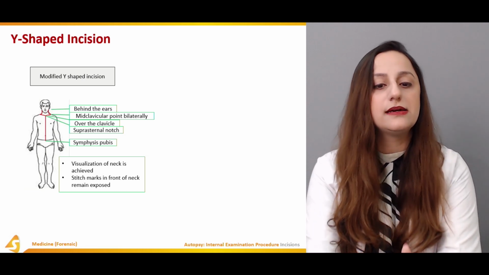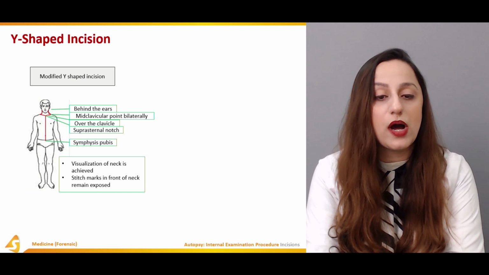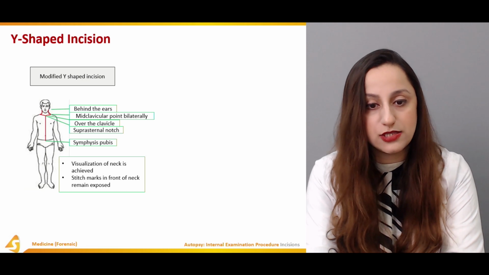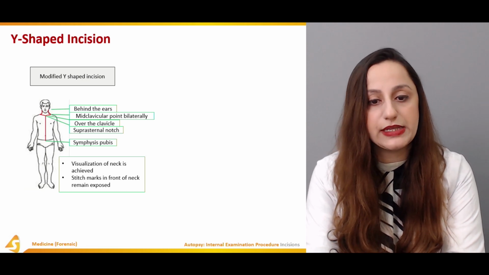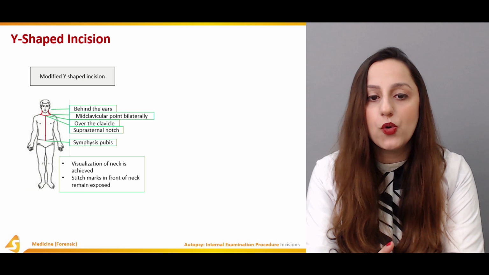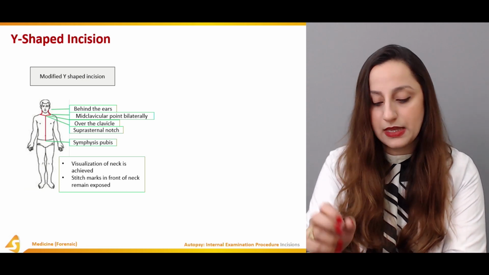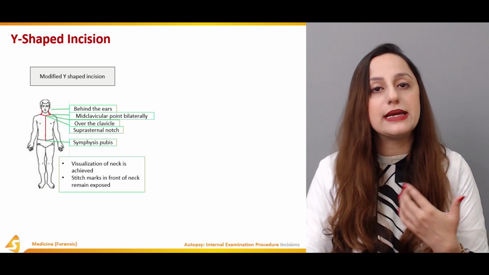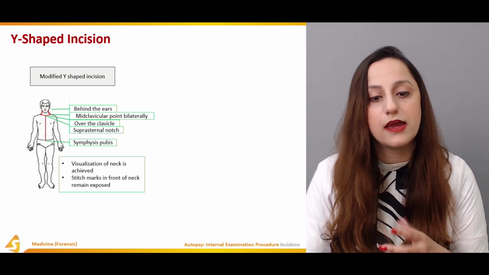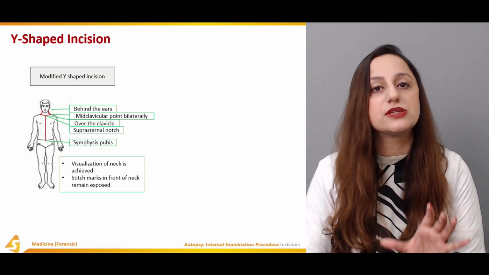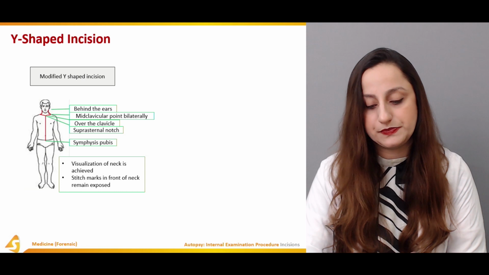The advantages of this Y-shaped incision are that visualization of the neck is achieved, and the stitch marks in front of the neck remain exposed. Whenever we are dealing with a case of asphyxial deaths, we want to dissect the front of the neck in detail, and that visualization of the neck is achieved through this Y-shaped incision.